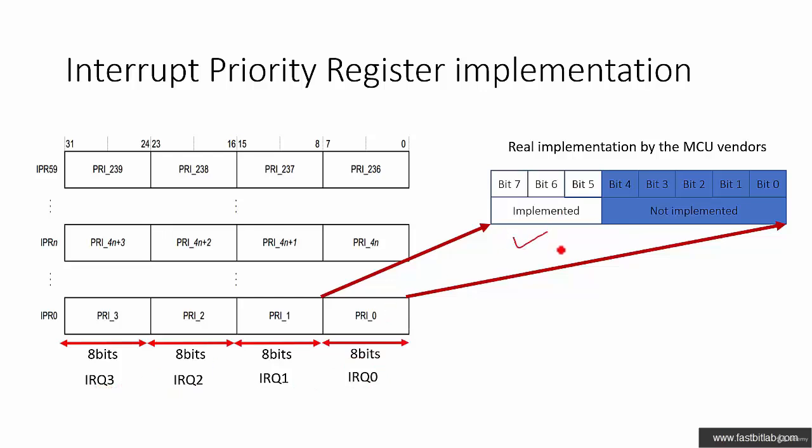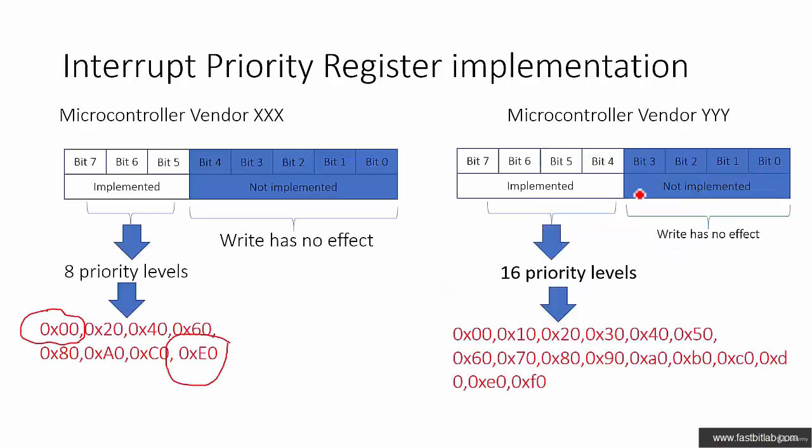This is the real implementation of these 8 bits. Out of these 8 bits, all bits are not implemented, remember that. Only few bits are implemented. For example, in this case, the MCU vendor may implement just 3 bits in this register, and the rest of the bits are not implemented. That's how the real implementation is. That depends on the microcontroller vendor. For example, the microcontroller vendor X may implement only 3 bits, and the microcontroller Y may implement 4 bits.